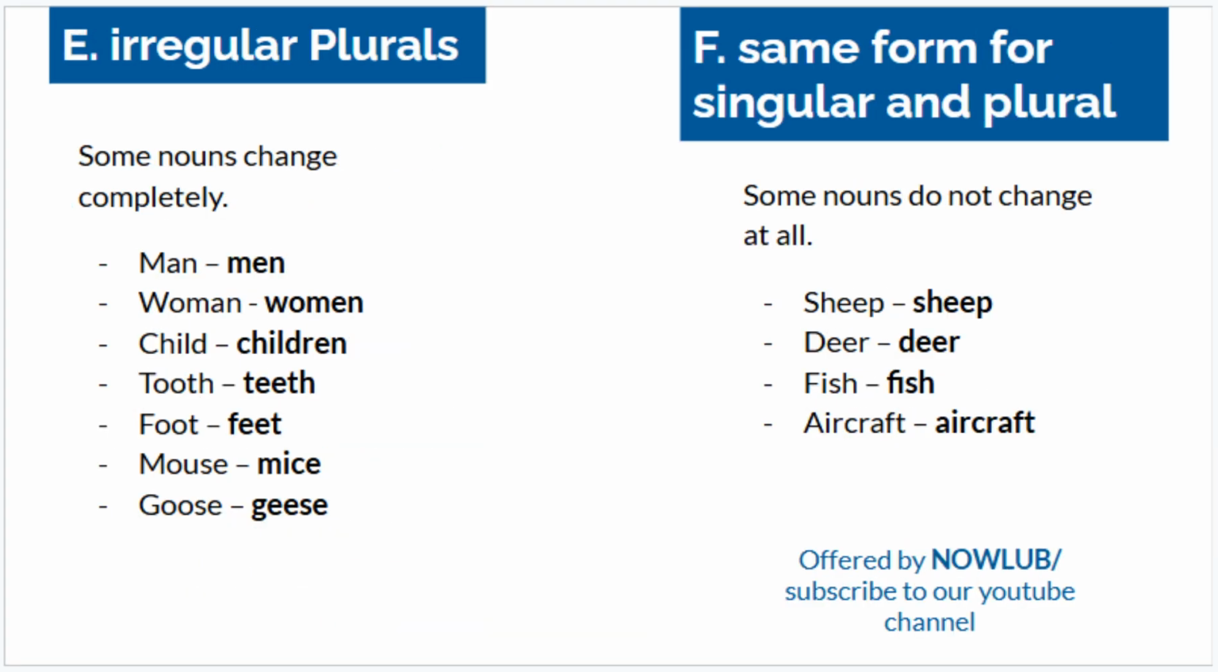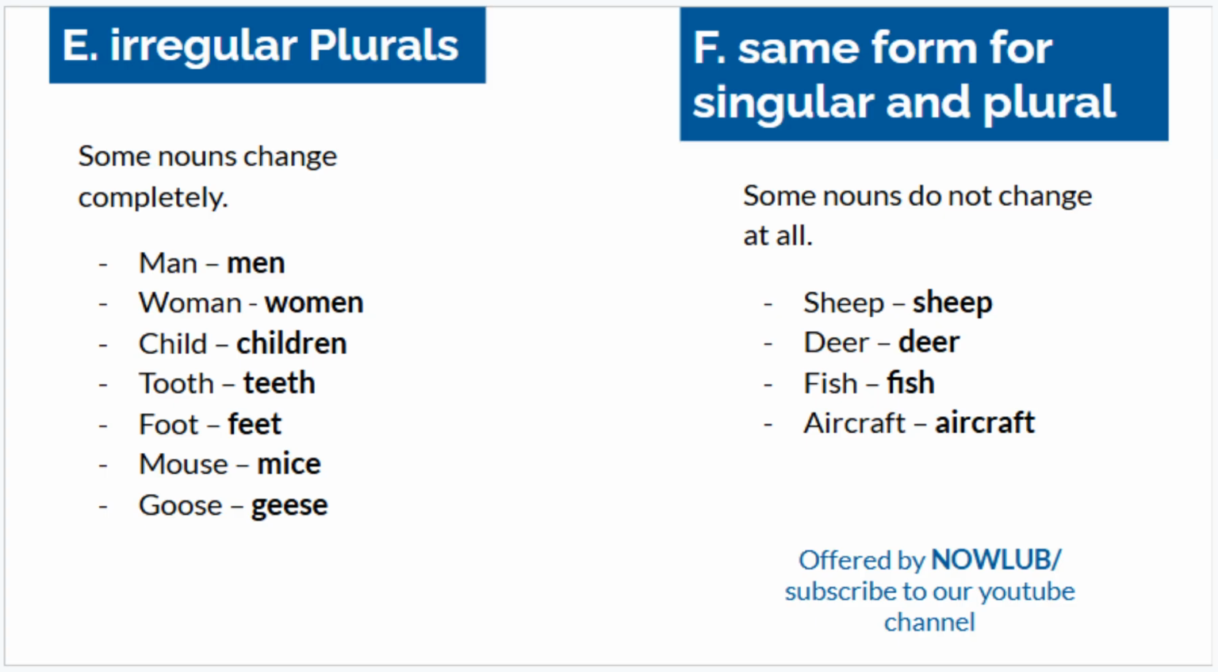E formula. Irregular plurals. We also have these singular nouns that do not follow the formulas, so we call these ones irregular plurals. Some nouns change completely and they do not follow any formula. Yep, they are irregular. So irregular means they do not follow any rule, any formula.